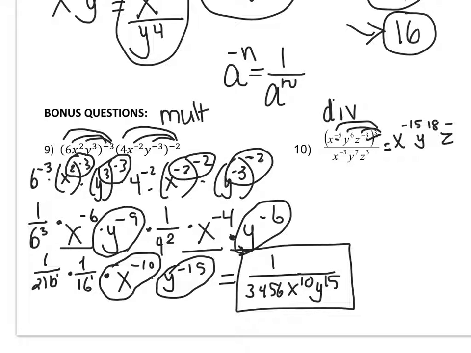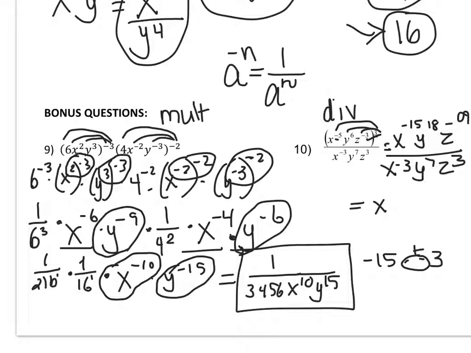A little messy 9 there, let me fix that. And then not much better. In the bottom we have x to the -3rd, we have y to the 7th, and we have z to the 3rd. Now we need to divide. When we divide, we subtract the exponents. You got to be very careful with your signs. The x stays the same, but you're doing negative 15 minus negative 3, which is really the same as negative 15 plus 3, which is negative 12.